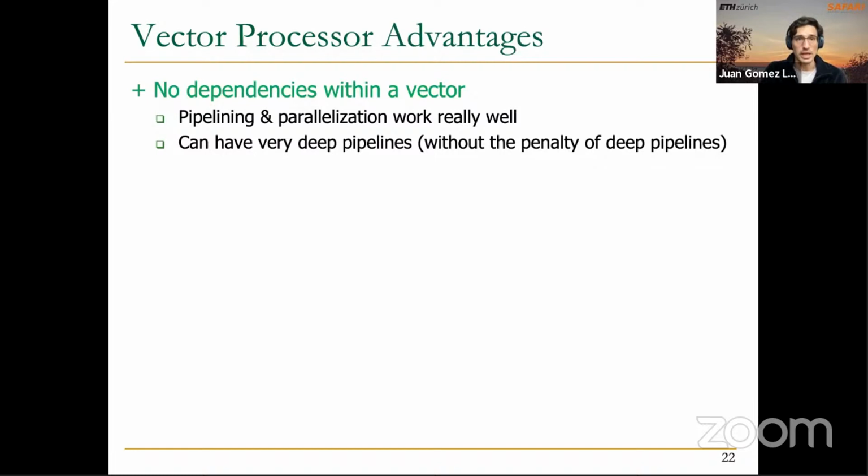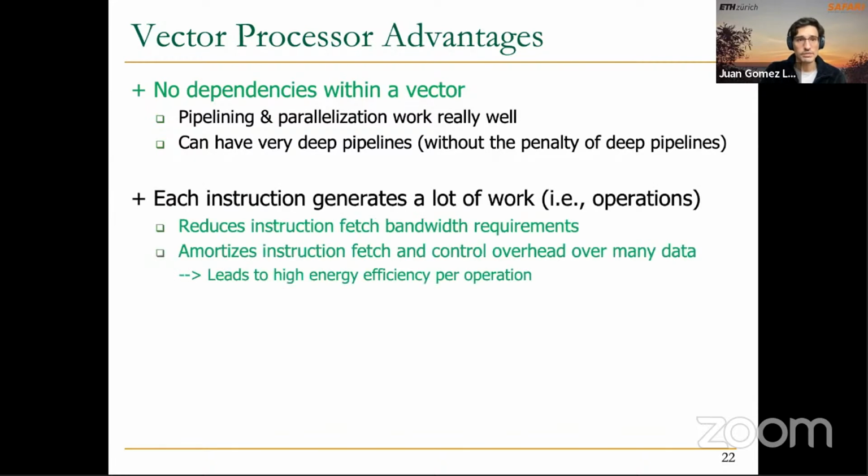So this makes the pipelining and parallelization work easy, and we can have deep pipelines that can hide high latencies better. Each instruction generates a lot of work, a lot of operations in the end, because if we have a vector length of 50, 50 additions will happen at once or in a relatively short amount of cycles.